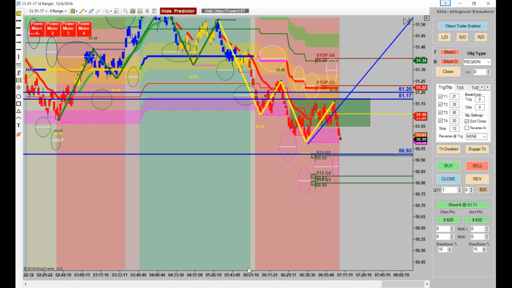Now that's a bad trade in my opinion because you're literally selling it at the bottom. Went ahead and did it. Well, it turned out good though, didn't it?